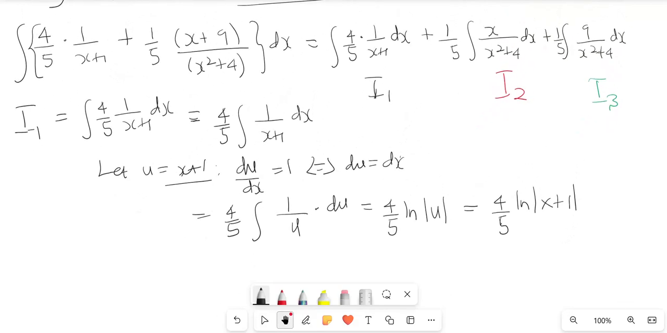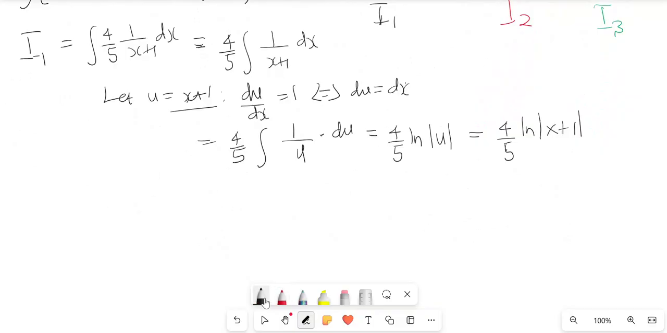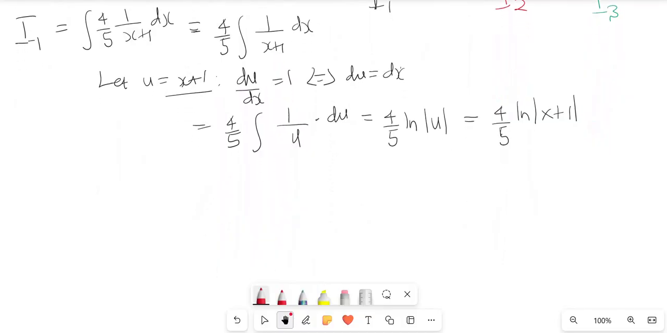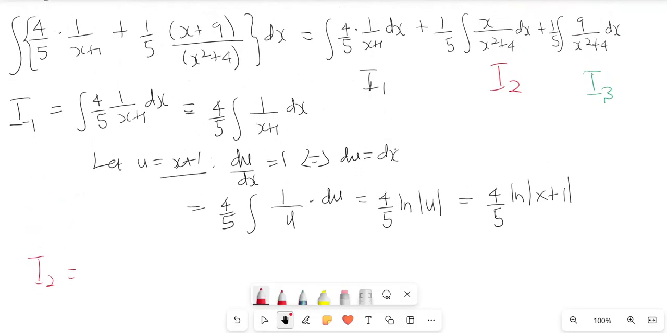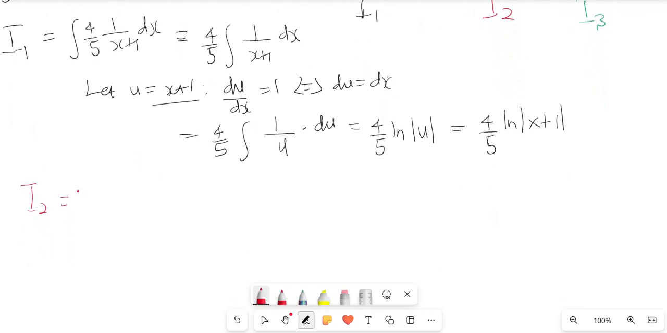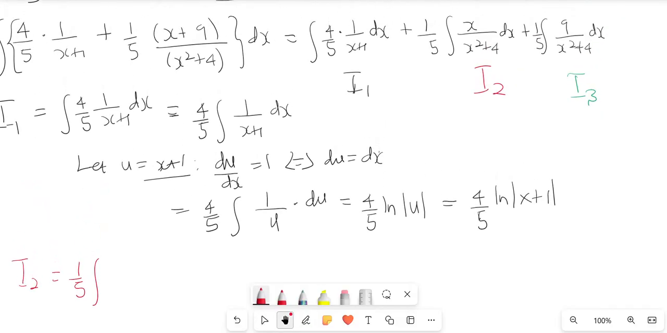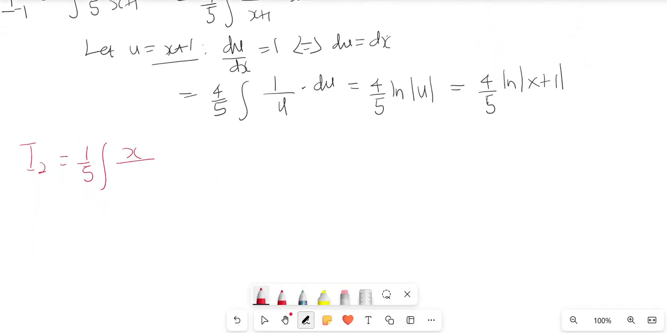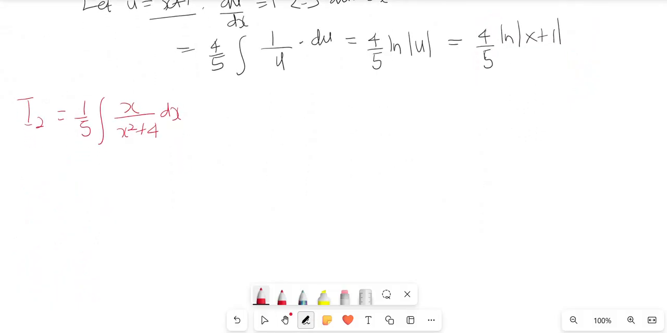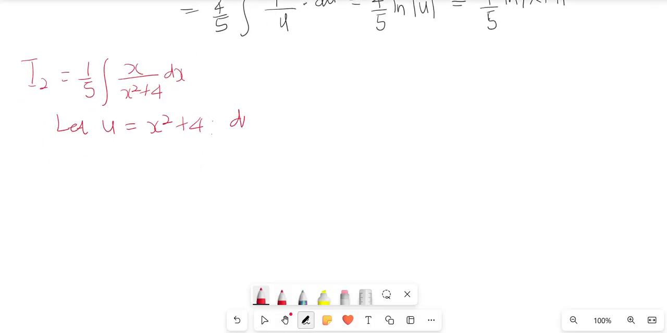The value of the second integral, I2, I'll do that in red pen. I2 we can call 1 over 5 times the integral of x over x squared plus 4 dx. With the same u substitution, we can let u be equal to x squared plus 4. That implies du over dx is equal to 2x.